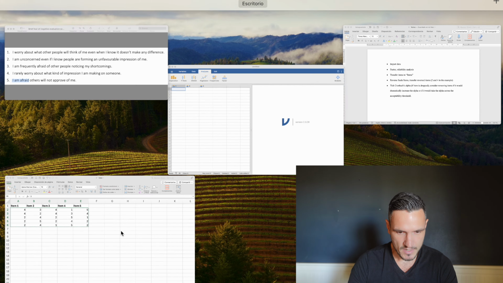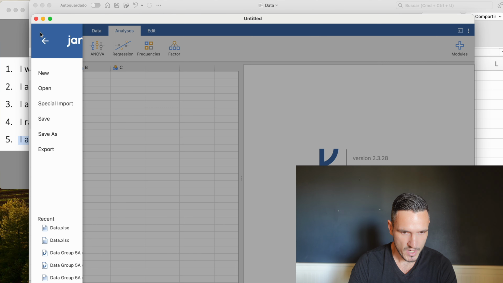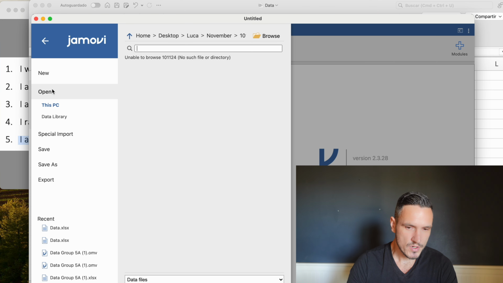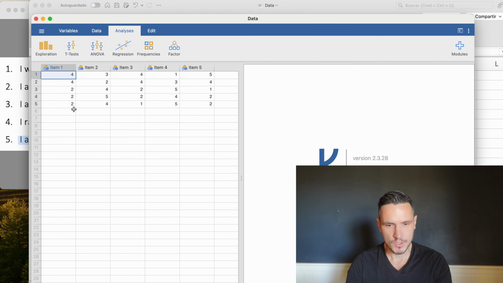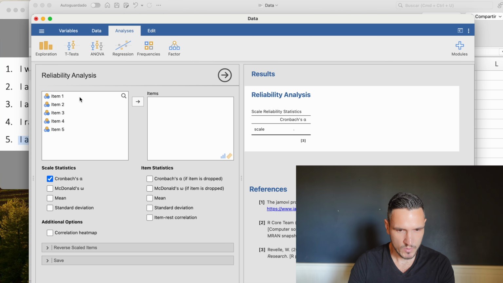So we have the data here. I'm just going to import this into Jamovi. So I'll go over here and then down to open, and then I'll find that file on my computer. What we're going to do to check Cronbach's alpha is go to factor and then down to reliability analysis, and then we're going to transfer all of the items from that questionnaire into this items box.